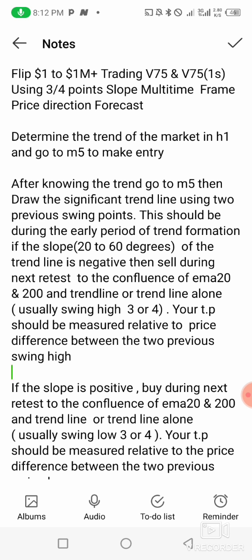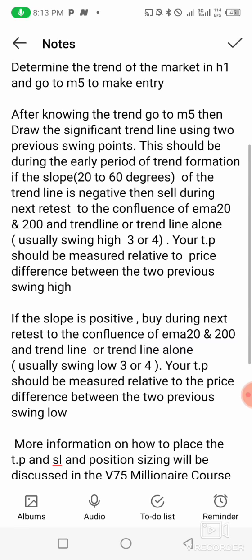During the next retest to the confluence of exponential moving average 20 and 200 and the trend line, or the trend line alone, I'm going to show you the settings for this moving average. The swing we are looking for is a swing high 3 or 4, that is the third high or fourth high in a downtrending market. Your TP should be measured relative to the price difference between the two previous swing highs. I will also explain that.